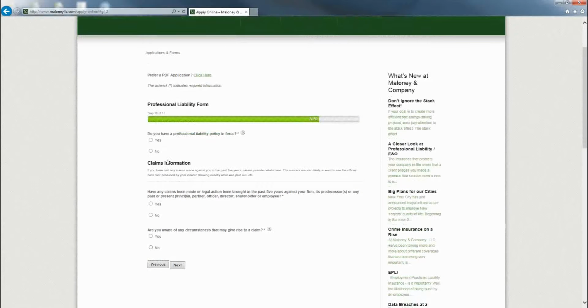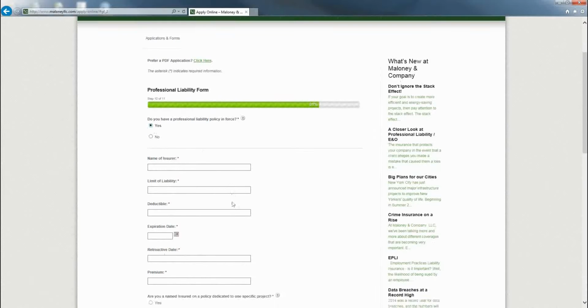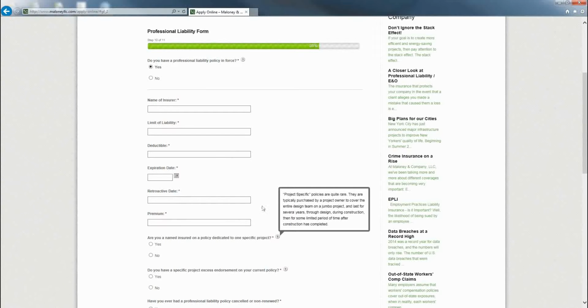Step 10. If you currently have a professional liability policy in place, please provide the specifics here. This information will help us provide you with competitive quotes similar to the coverage you currently have. Remember, click on the question marks if you need further information.